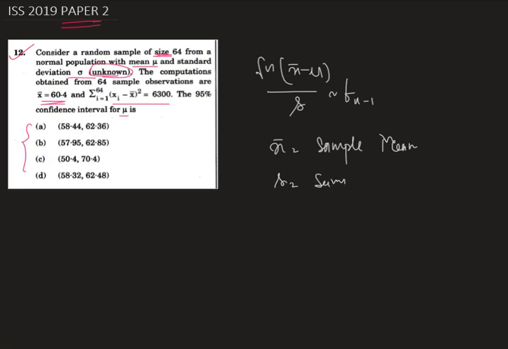We know that root n times (x bar minus mu) divided by s follows a t distribution with n minus 1 degrees of freedom, where x bar is the sample mean and s square is the sample variance. Now, given by the question, x bar is equal to 60.4.